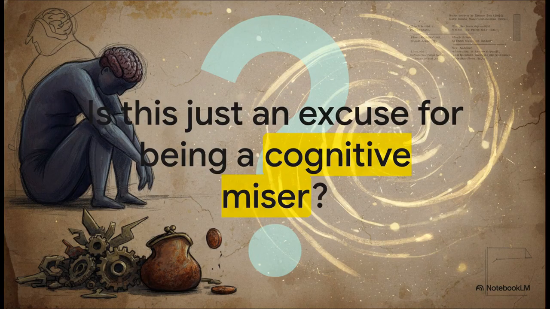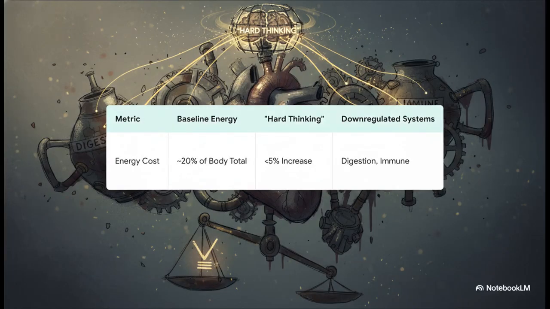Now, the null hypothesis here, the obvious pushback, is that the system is just lazy, right? That the feeling of mental strain is just our brain trying to avoid a little bit of extra work. But the data just doesn't support that. The marginal energy cost of what we call hard thinking is surprisingly low. We're talking less than a 5% increase over its massive baseline energy consumption.